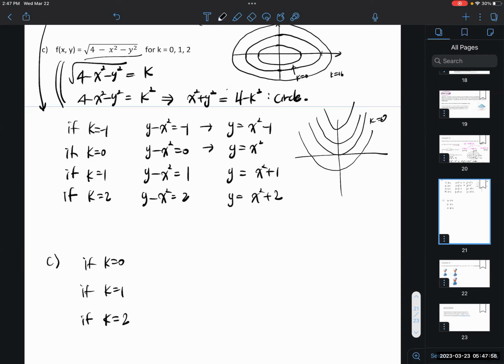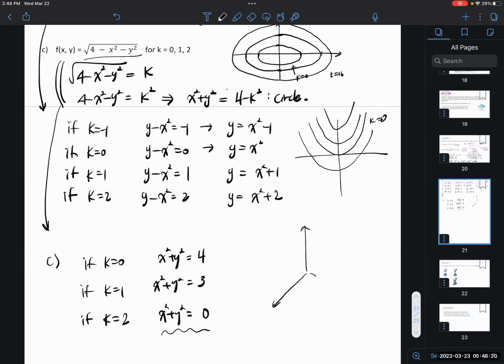So what happened if I do this work here? If k is 0, x squared plus y squared equal to 4. The next one, 3. The next one is 0, isn't it? So the last one is only going to give you the point 0, 0. You can draw in 2 or 3 dimensions, it doesn't matter. In 2 dimensions, we have exactly 0, 0. This is when k equal to 2.